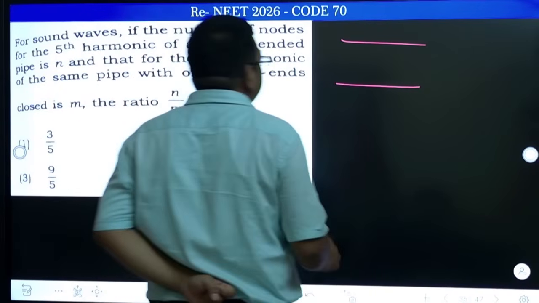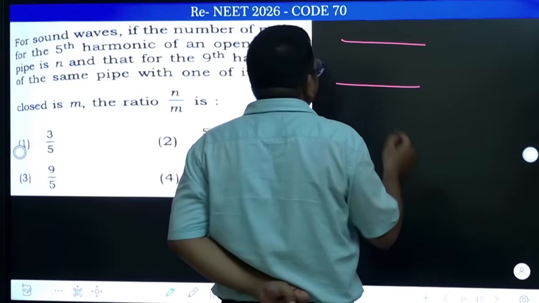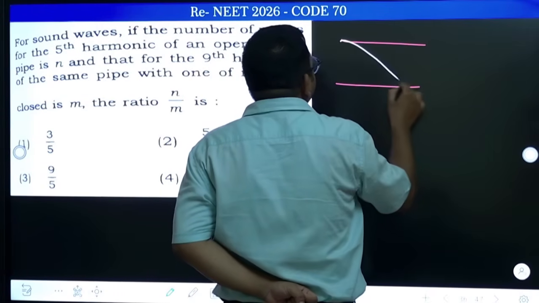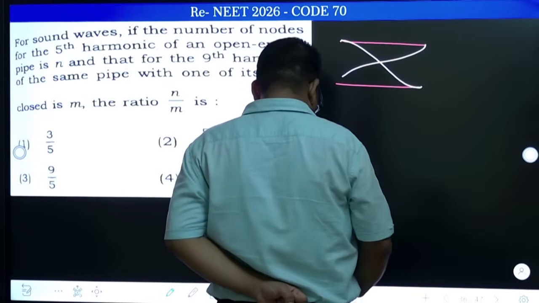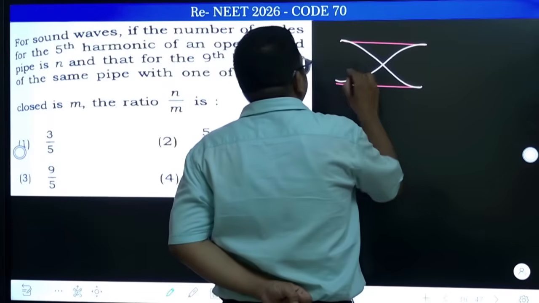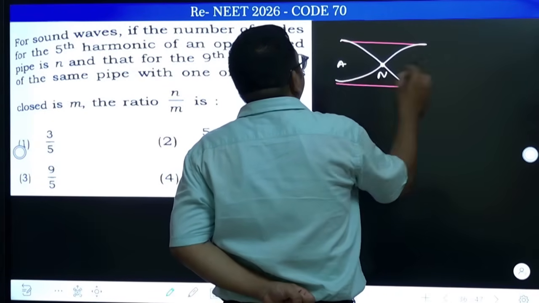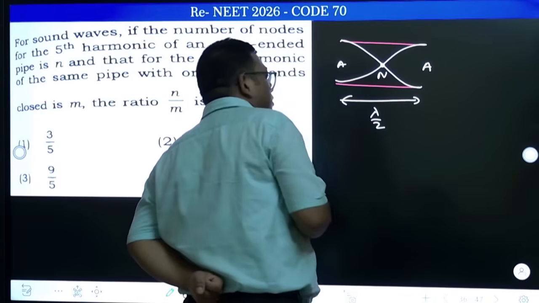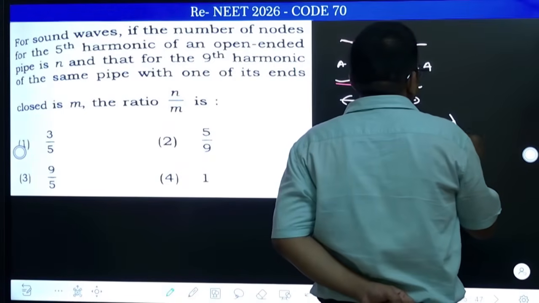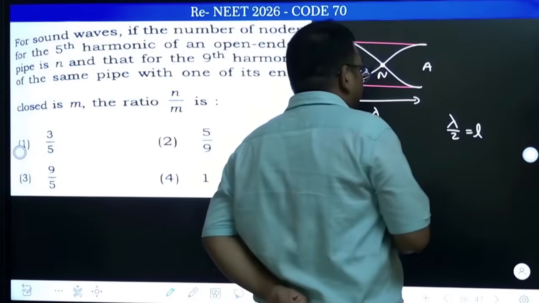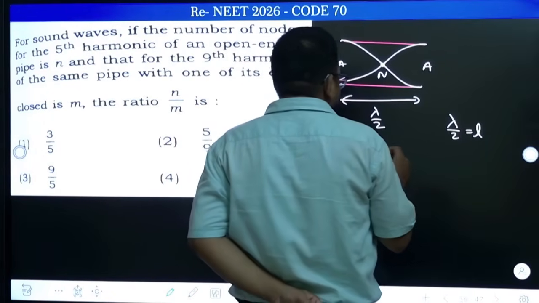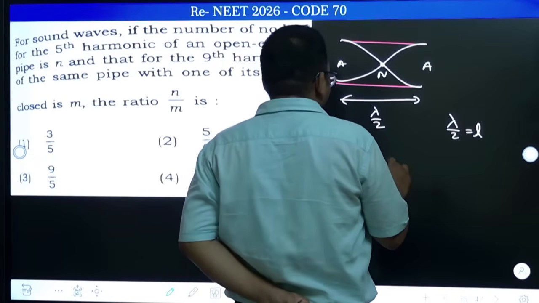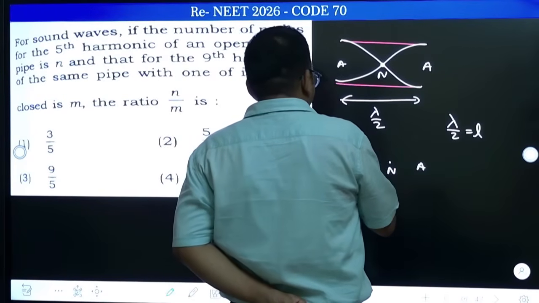Odd harmonics only or even harmonics? No, I think it is all harmonics, because open-ended means it will be like this. Here it will be like this, so there will be a node and two antinodes. The antinode distance is lambda by 2. Correct? So this lambda by 2 is equal to L. Right? So what is the formula for frequency? You can derive it. Similarly, two extra nodes will be there: node, then antinode, then like this.